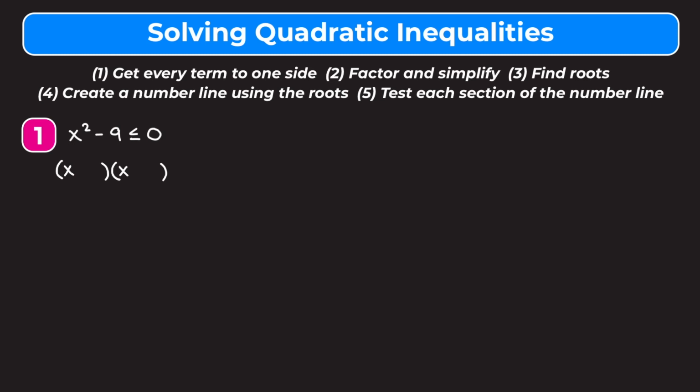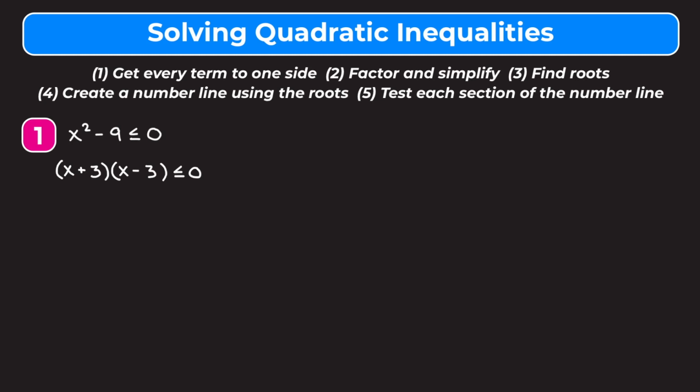And now we want to take the square root of the second term. So the square root of 9 is 3. And we're going to put that in the second spot in both of our parentheses. And then we're going to put a plus between the terms in one set of parentheses and a minus between the terms in the other set of parentheses. And you can switch the order. You can have x minus 3 times x plus 3. The order of that multiplication doesn't matter. And then we know that this is less than or equal to 0.